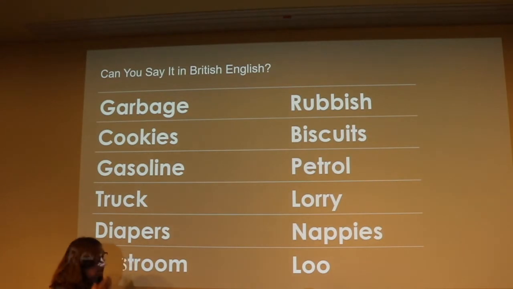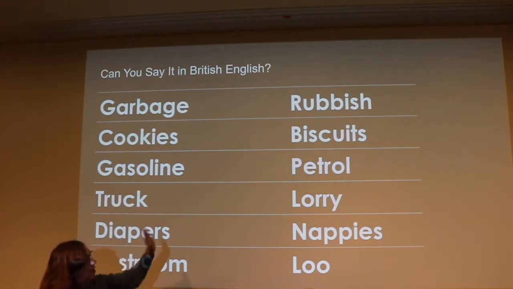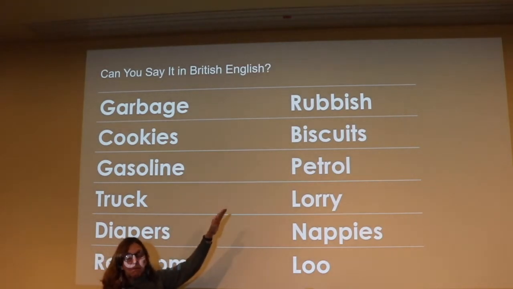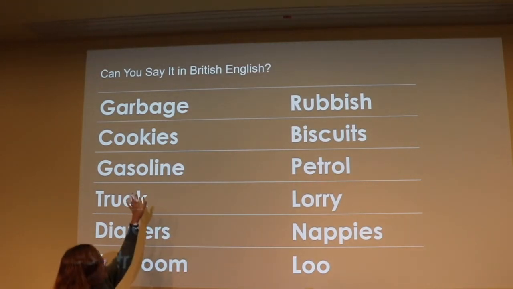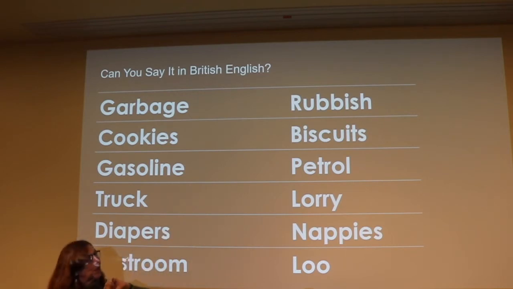Now, obviously, in England, Scotland, and Wales, they mainly speak English, but their English might look or sound a little different than some of ours. So we're just going to have some fun with language. If you were looking for the garbage or the garbage can, you would say rubbish or rubbish bin. If you were looking for some cookies, you would actually ask for a biscuit. Now, in my opinion, biscuits are not sweet, but biscuits are their sweet cookies.